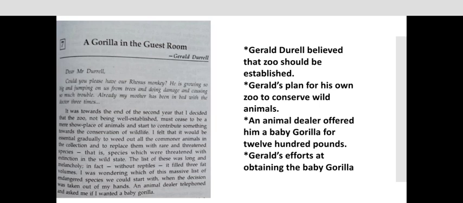Let's start the story, A Gorilla in the Guest Room. Previously I have just given the introduction of the story. Now, by the side, I have also written some important points. You can note those down.